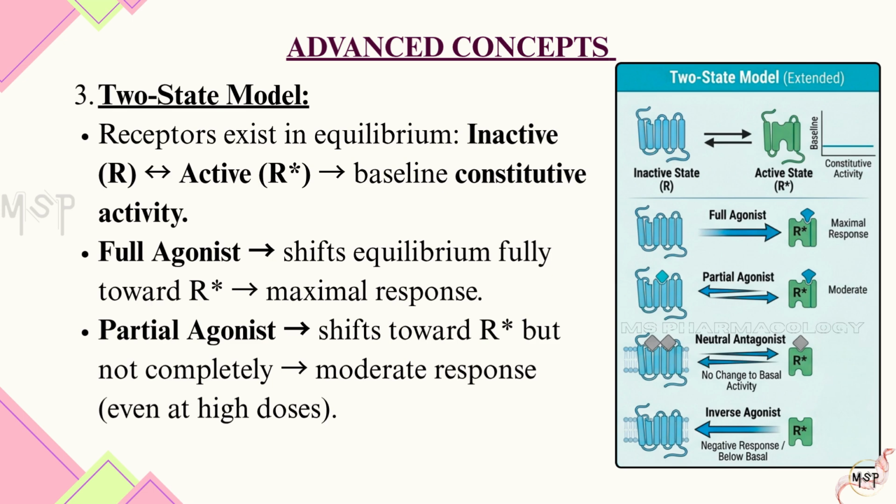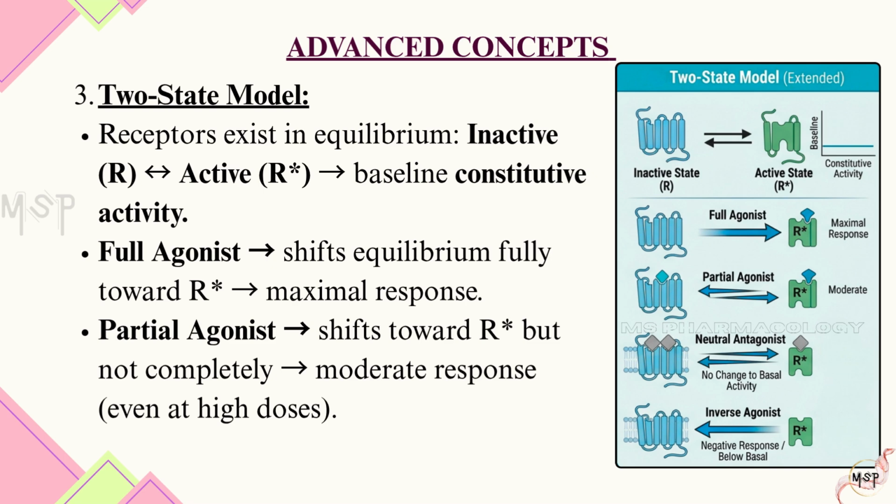Finally, we have the two-state model, which explains the baseline of our bodies. Receptors naturally flip-flop between an inactive state R and an active state R star, creating a small amount of background noise called constitutive activity. A full agonist shifts the balance entirely toward the active state R star, maximizing the signal.